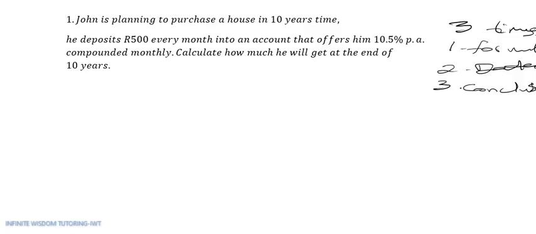So let's read it for the first time and identify: is it once-off or is it a continual payment? They say John is planning to purchase a house in 10 years time. He deposits 500 rand every month into... so the term every month simply answers our first question. Is it a continual payment or a once-off? We find out that he is paying every month, therefore it is a continual payment. In the continual payments, there are two formulas.